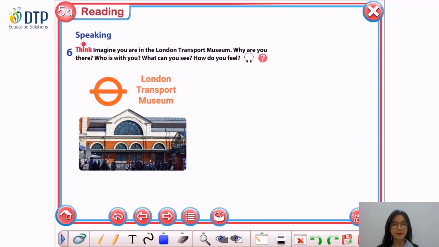Let's start exercise 6. This exercise will develop critical thinking skills and the ability to describe an imaginary situation. This exercise will ask you to imagine you are in the London Transport Museum. Why are you there? Who's with you? What can you see? How do you feel?